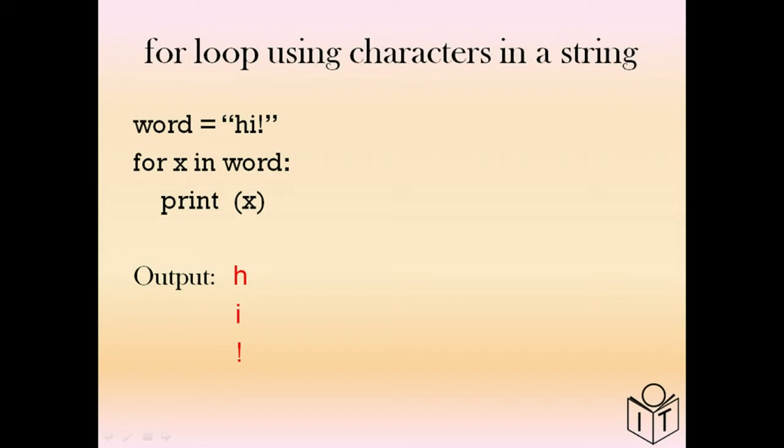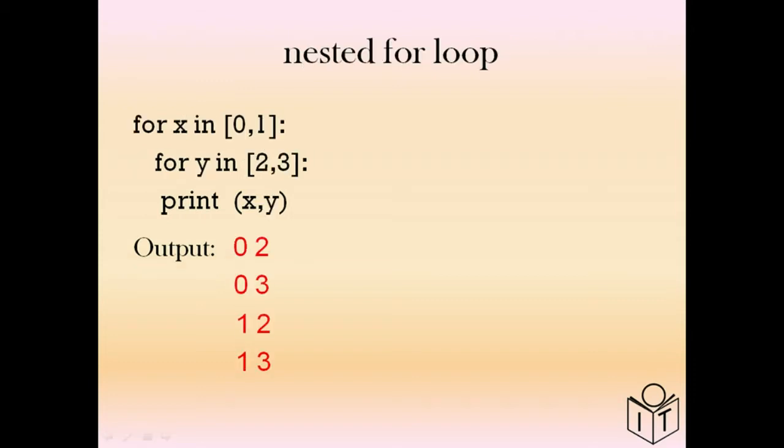We can put a for loop inside another for loop. That's called a nested loop. So in this example the first for loop will go through the numbers 0 and 1, and the nested for loop will go through the numbers 2 and 3. So you'll see the output. We start off with the first number 0, so we have 0, 2, 0, 3, and then we have the second number 1, 1, 2, 1, 3. So that's a nested for loop.